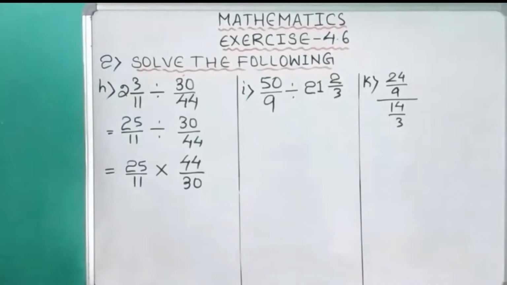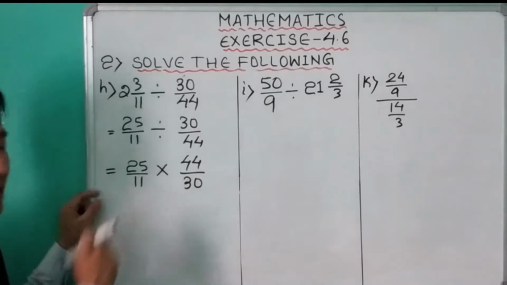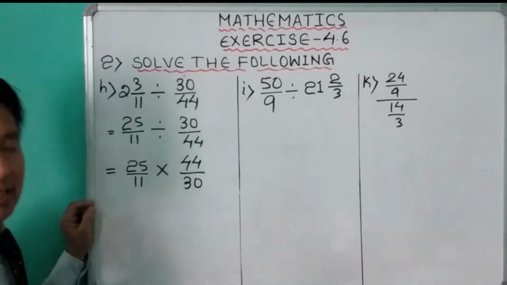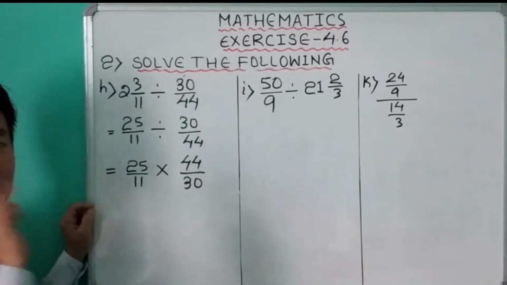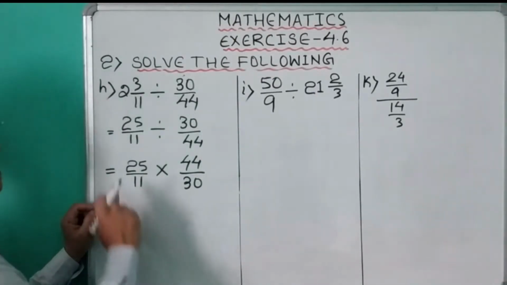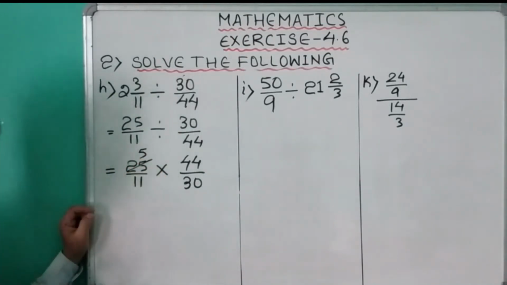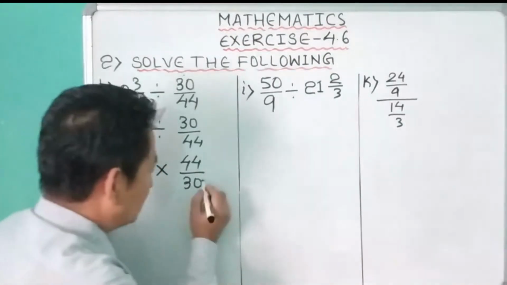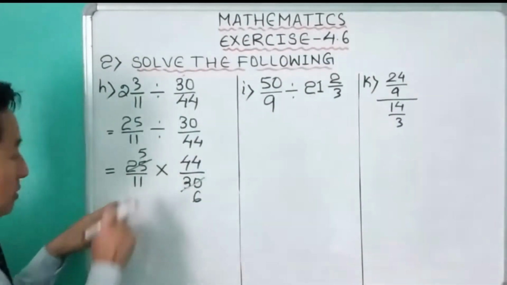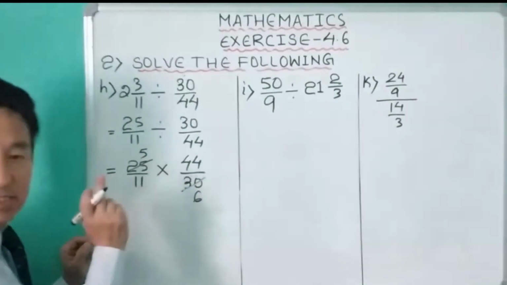Now we will cancel 25 and 30. Both 25 and 30 are divisible by 5. We can find 25 and 30 in the 5 multiplication table. So 5 is the common factor between 25 and 30. 5 5s are 25, 5 6s are 30. Now we cannot cancel this 5 and 6, there is no common factor between 5 and 6.